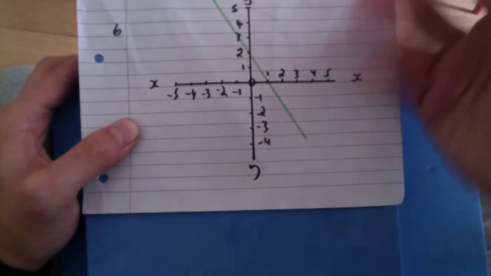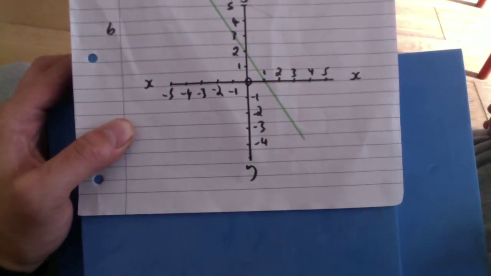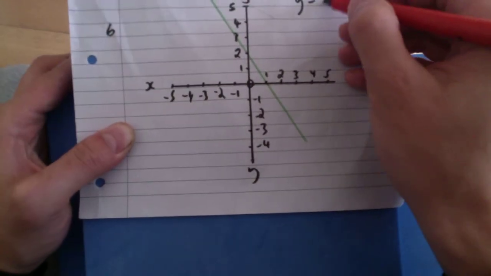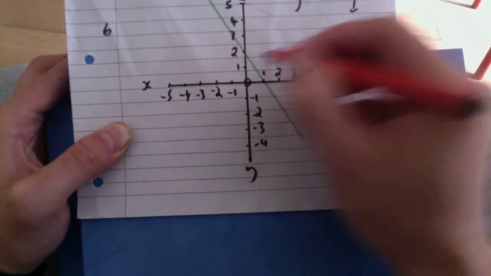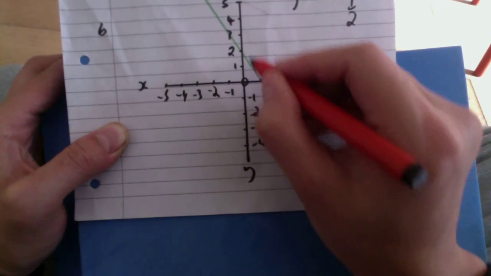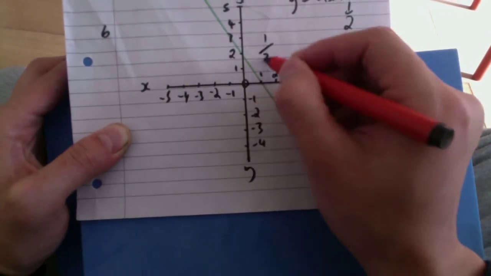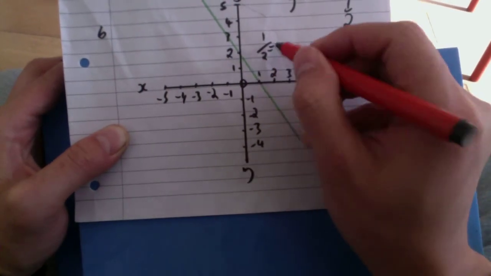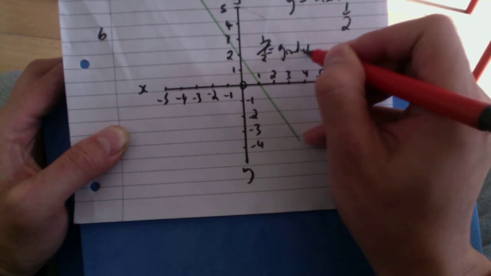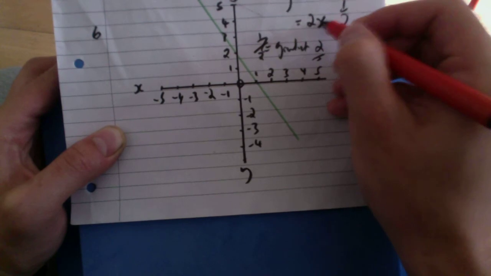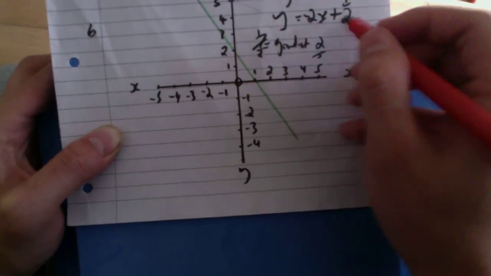Again, this is going the other way, so it's telling you that it's a negative gradient. So again, where does it cross the y-axis? 2. It crosses the x-axis at 1, and it crosses the y-axis at 2. So the gradient is 2. So that again is y equals minus 2x plus 2.